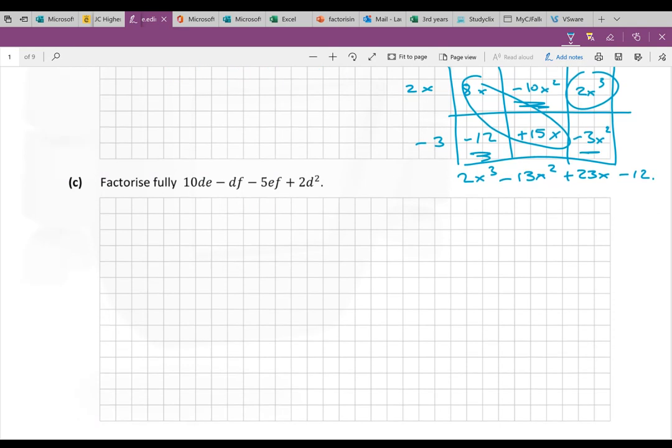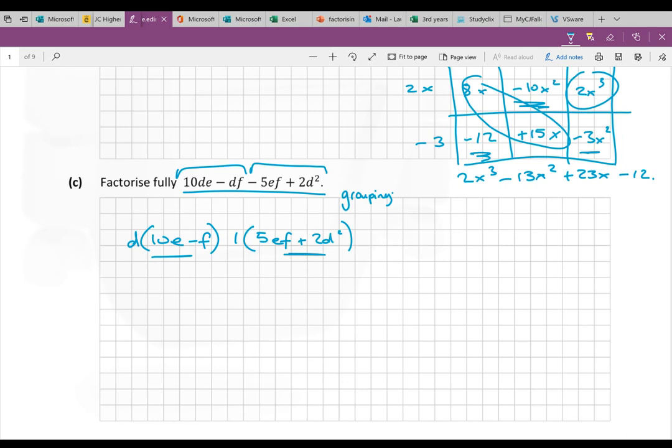Right, the next one says factorize fully this expression. This expression is factors by grouping. So as I look at it, if I just take this term and this term, between 10de minus df, there's a d in common, and I'll be left with 10e minus f. In minus 5ef plus 2d, that actually doesn't have anything in common, so the only thing I could take out here would be 1. Now the problem with this is that these two don't match, and they have to match. So if that happens, that means I need to do some rearranging.